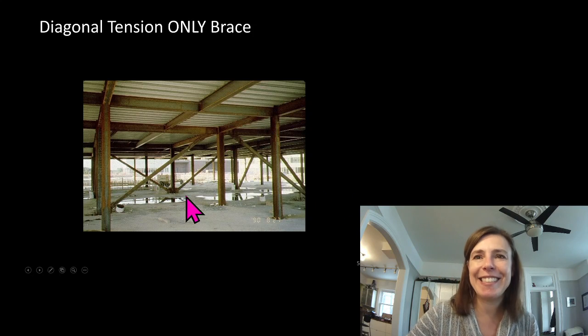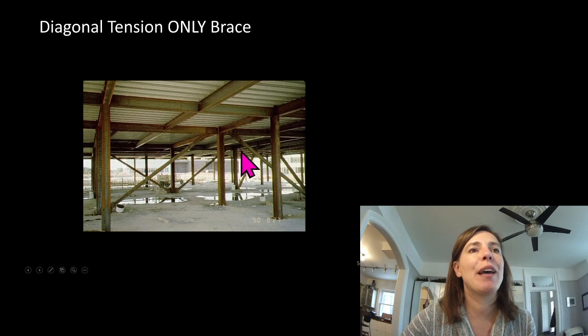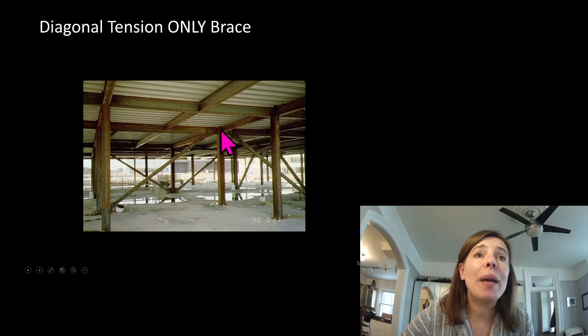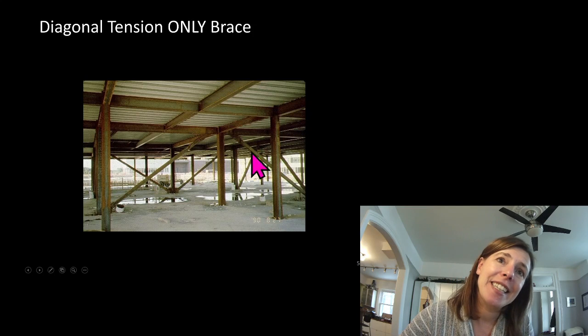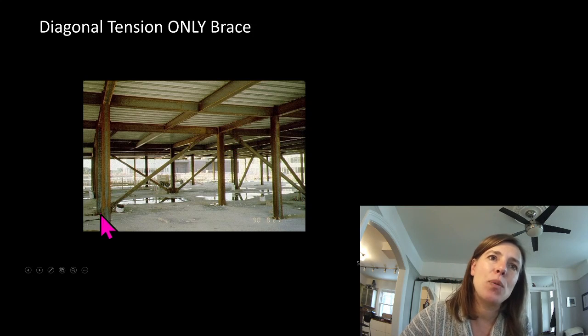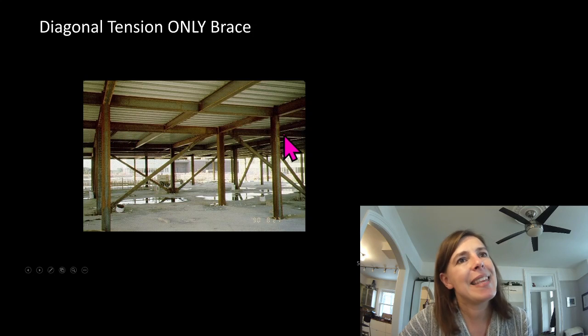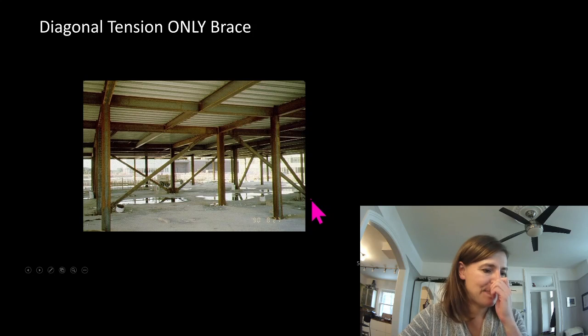The one in tension is working. It's backwards, so it's throwing me off. If the wind is going in this direction here, this one is working, and this one buckles. If the wind is going in this direction, this one is in tension, and this one buckles.